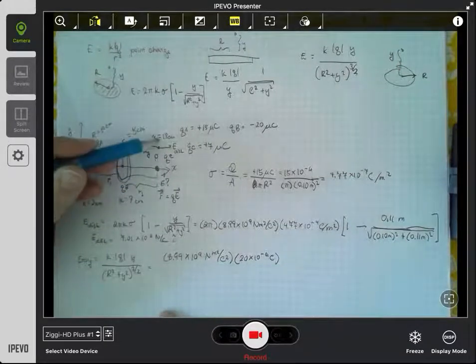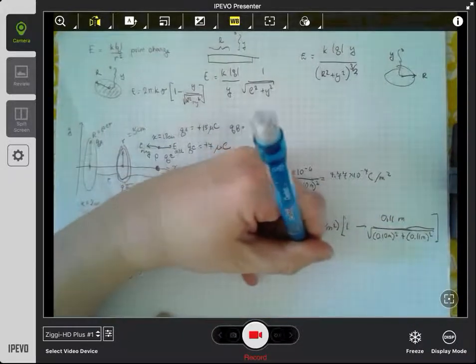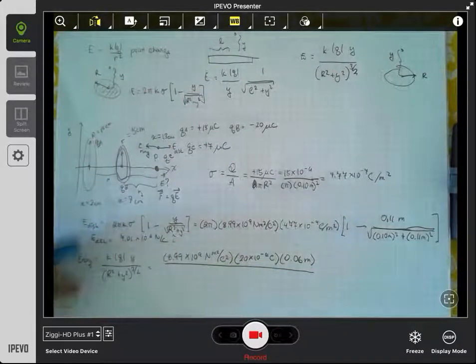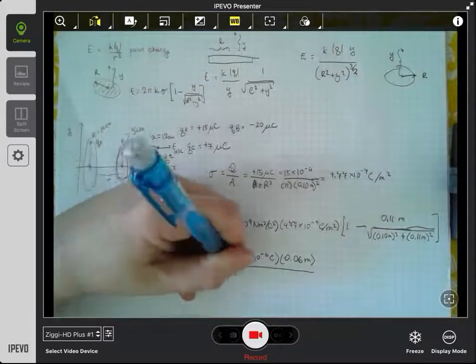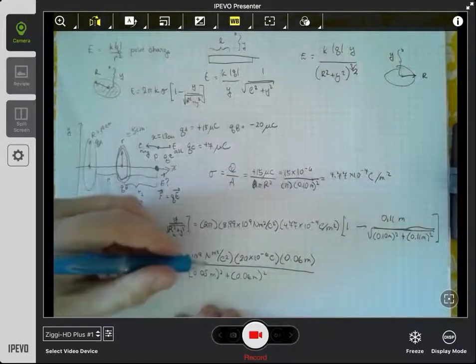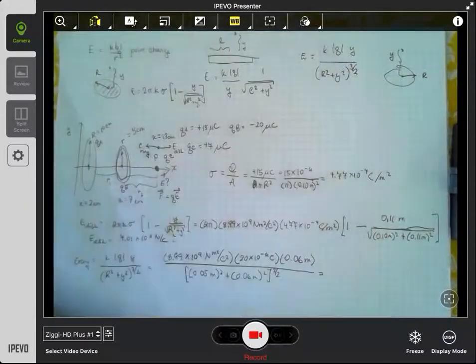So that's going to be 13 centimeters minus 7 centimeters, 0.06 meters, divided by the radius, and this time it's the radius of the ring, because that's the one causing the field: 0.05 meters squared plus 0.06 meters squared, and that entire thing to the 3/2 power. Okay, so when we plug that in, what do we get?